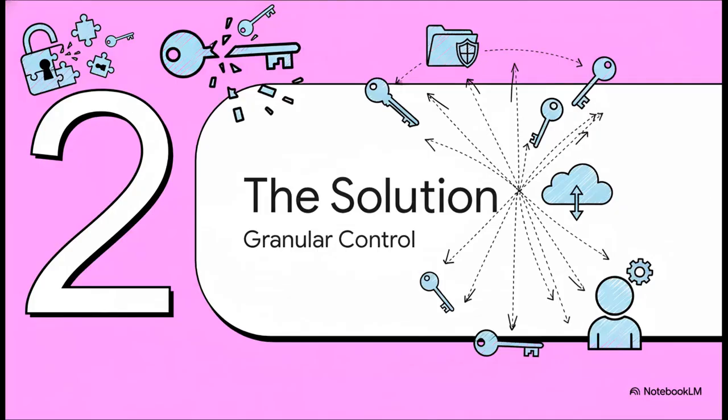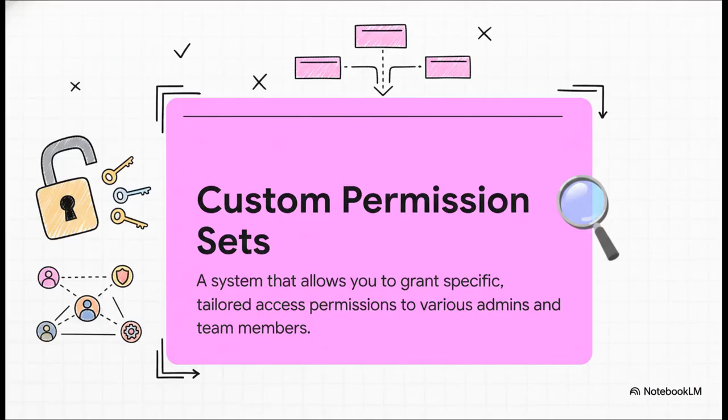Okay, but the good news is there is a much smarter, way more secure way to manage all this. The solution is all about moving away from that single master key idea and instead embracing the power of what we call granular control. And that brings us to the core concept here, custom permission sets. To put it simply, this is a system that lets you get incredibly specific. You can create permissions that are tailored to what each person on your team actually needs to do their job. No more and no less.